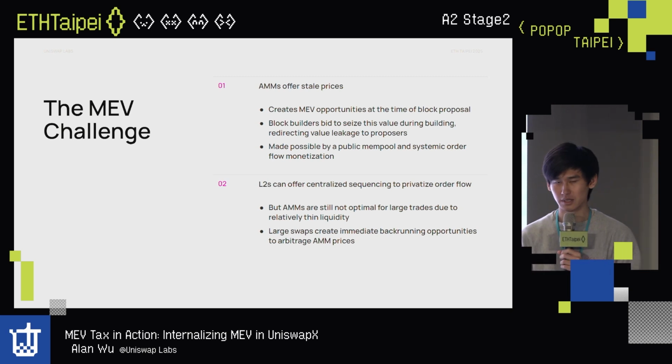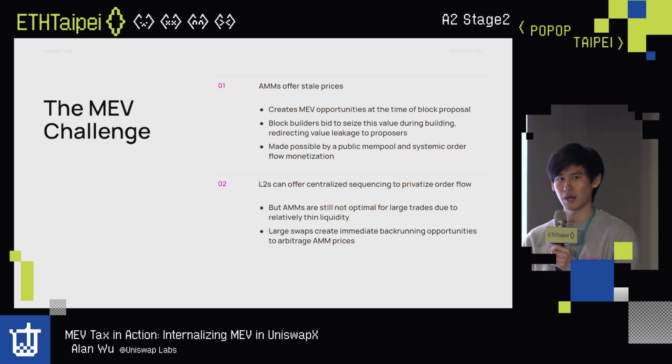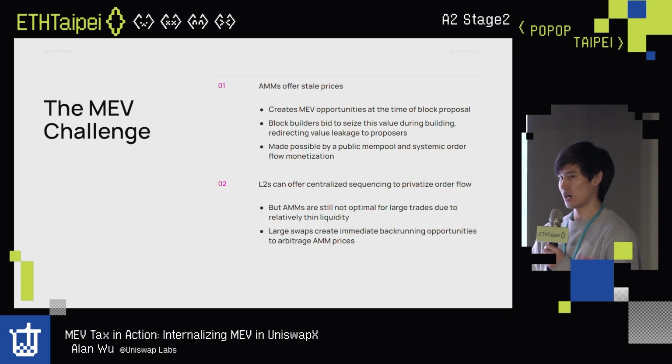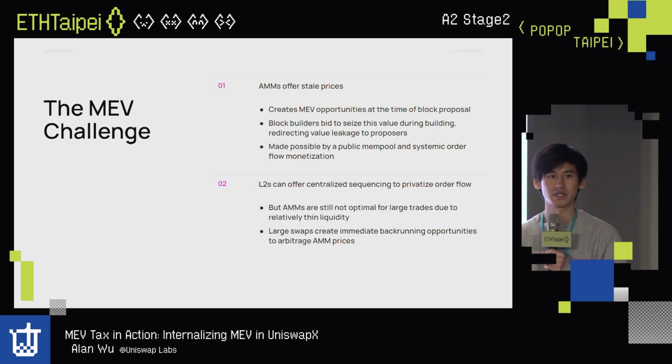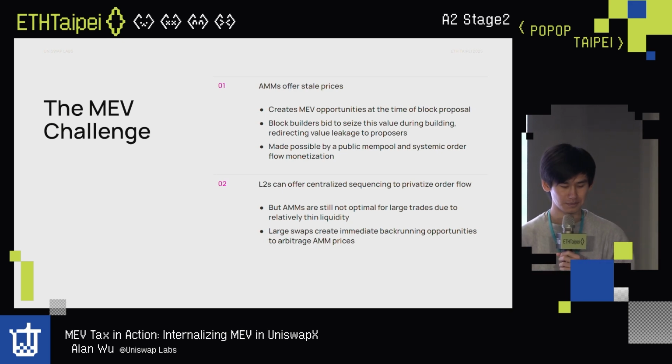On L2s, it's a little bit better. A lot of L2s have private mempools, but there's still opportunities for MEV. Because there's relatively less liquidity on L2s, large swaps can create immediate backrunning opportunities to re-arbitrage pool prices and extract value that way.